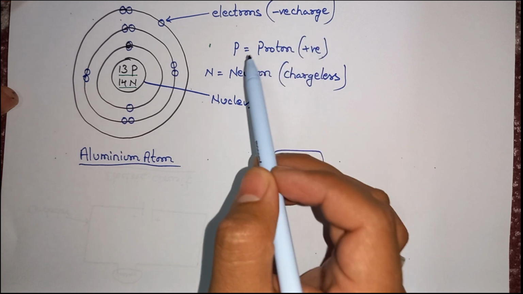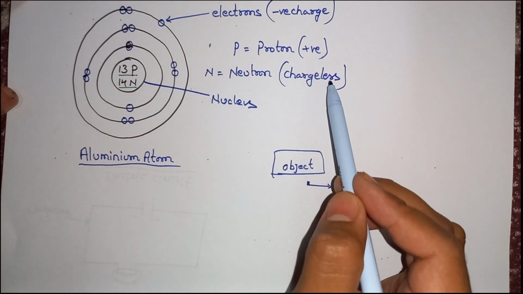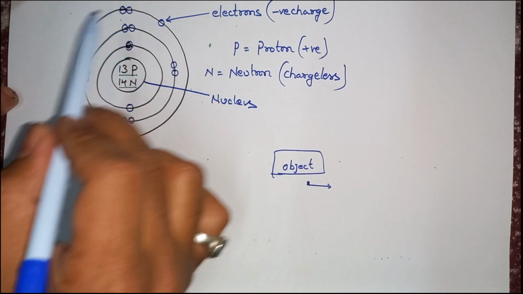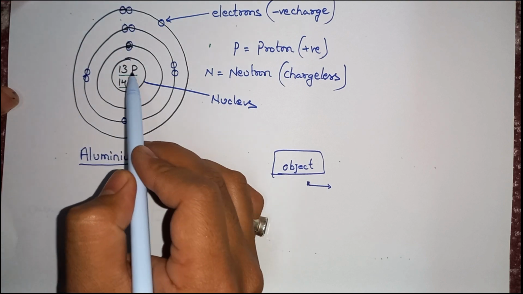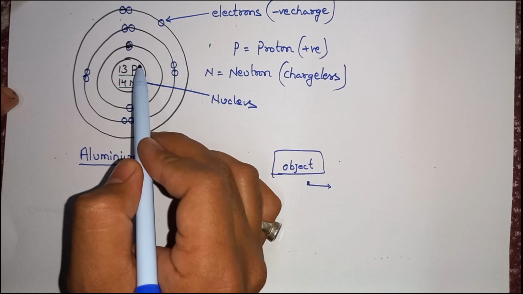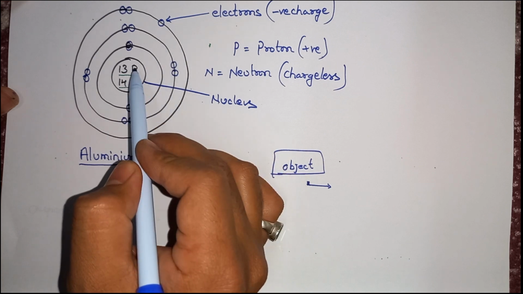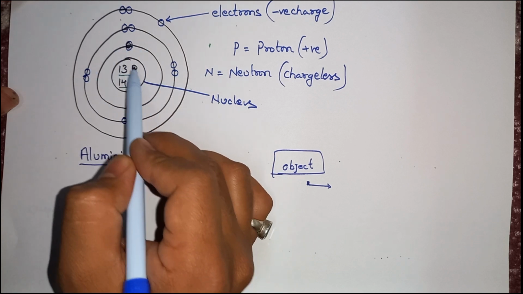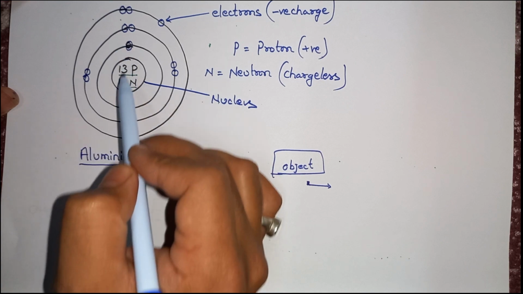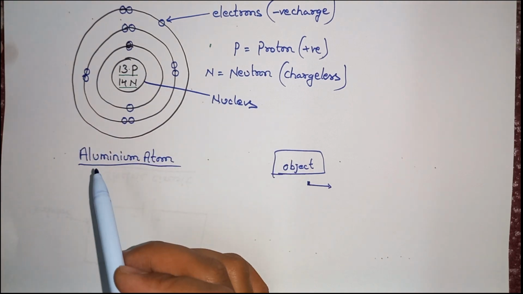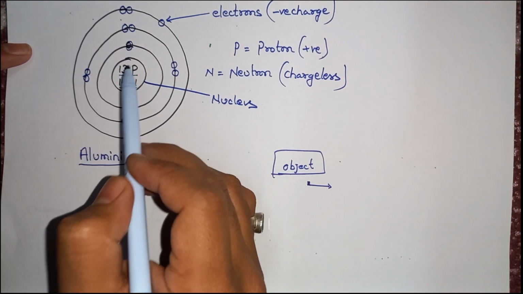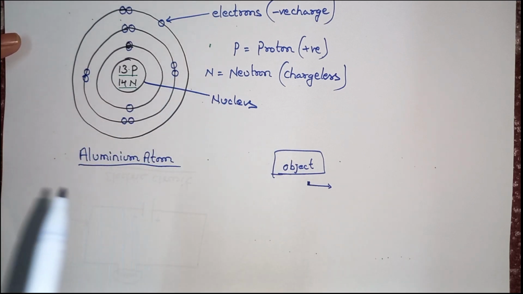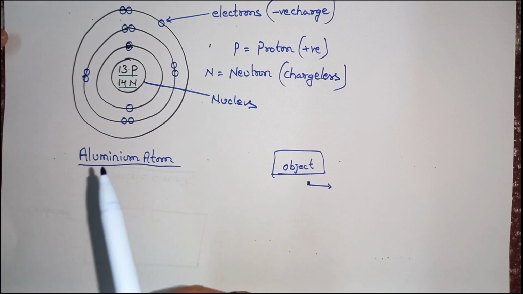Electrons have negative charge, protons have positive charge and neutrons are chargeless. You can see there 13 positive charges inside the nucleus and 13 negative charges revolving in different orbits. So what happens? Positive charge tries to attract the negative charge. Those charges which are near the positive charge, suppose here are 13 positive charges, here are 2 negative charges, so it can attract these negative charges. I want to tell you that opposite charges always attract each other and same charges always repel each other, that is the opposite of attraction.